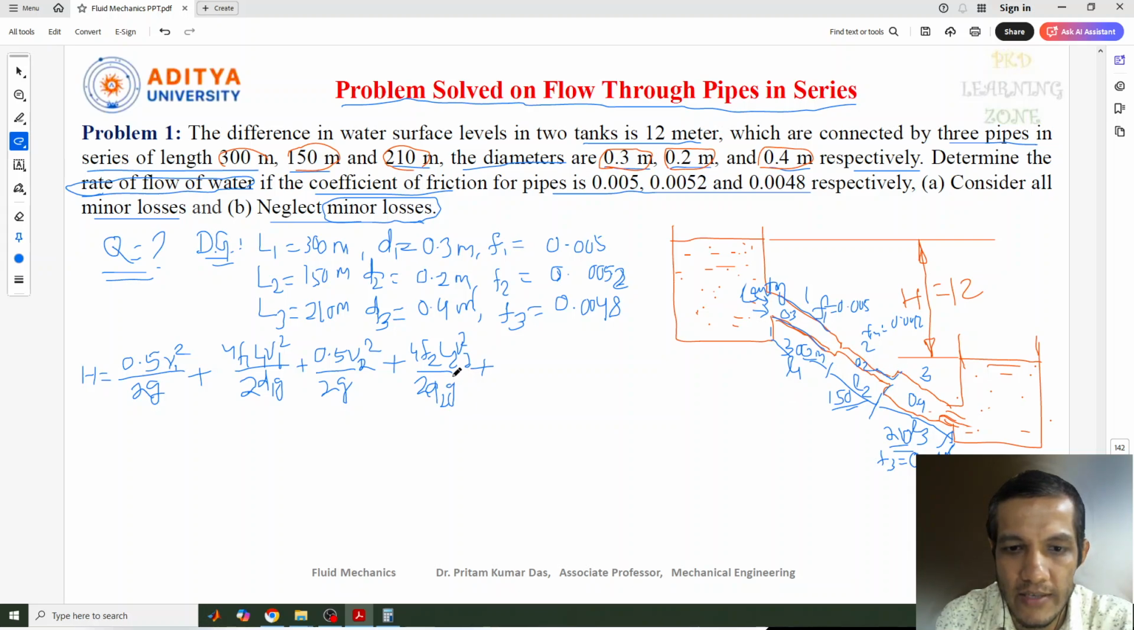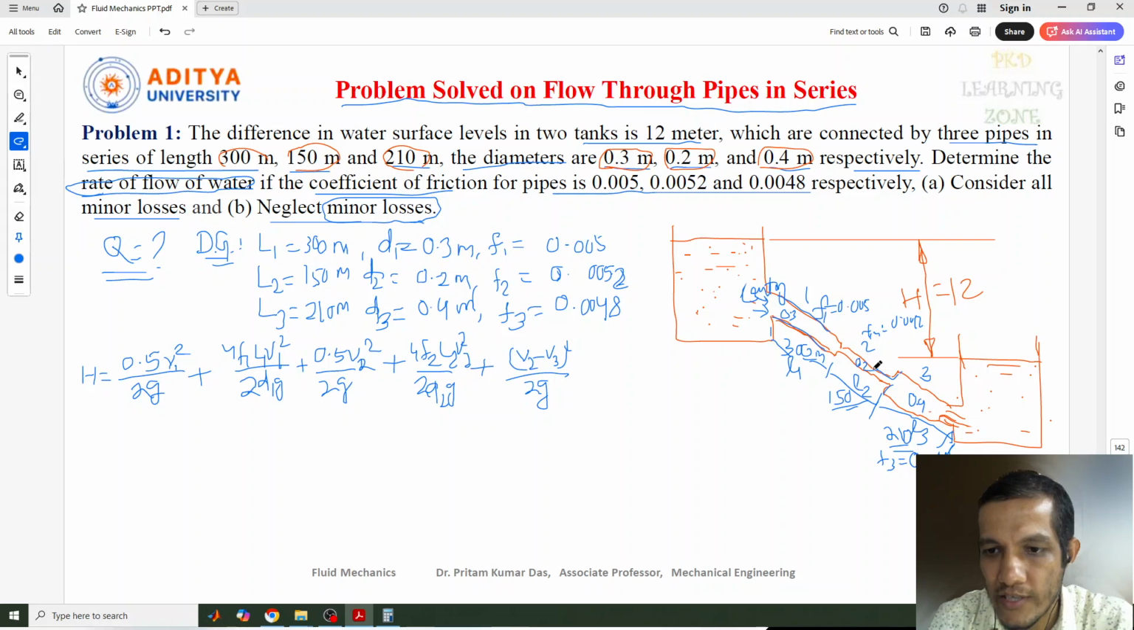Then next, after the major loss, again it is expanded here. So that means expansion. There one different formula will be there. That is nothing but the velocity in the pipe and the velocity after expansion. That means V2 minus V3 square divided by 2G. This is very simple: the velocity in pipe 2 before expansion, and the velocity after expansion, squared. So this is also a minor loss.